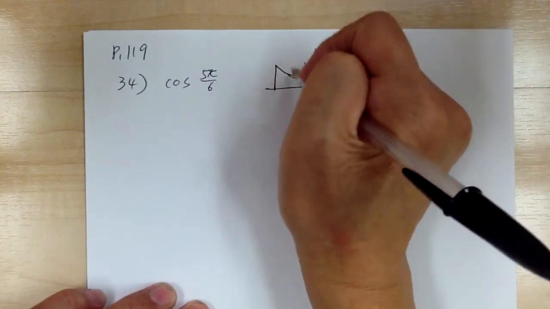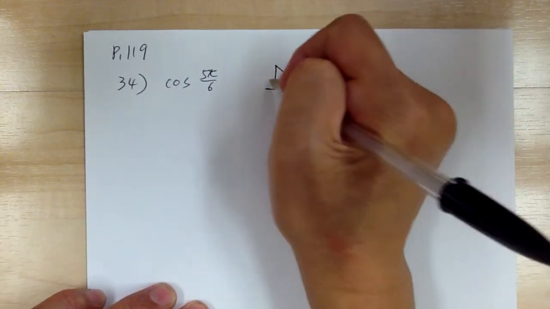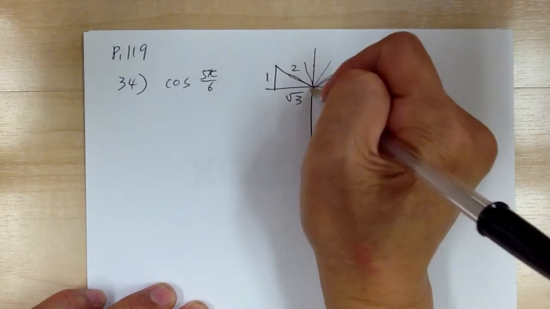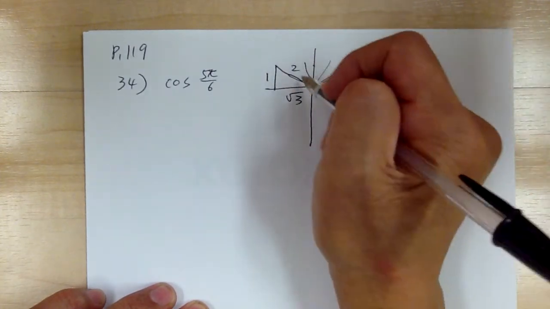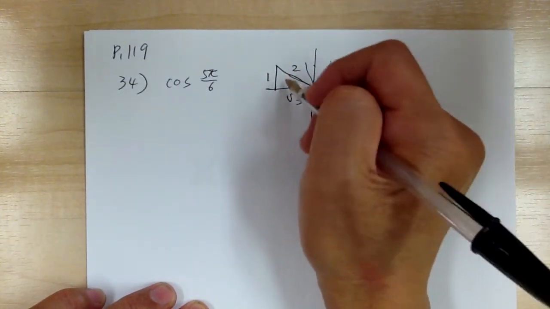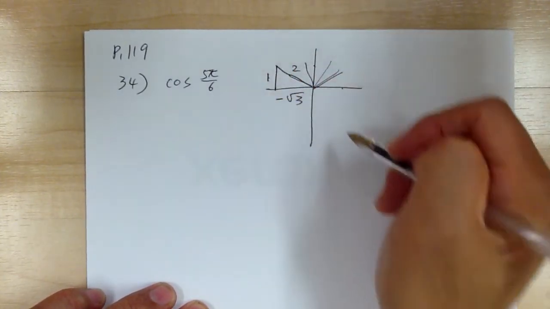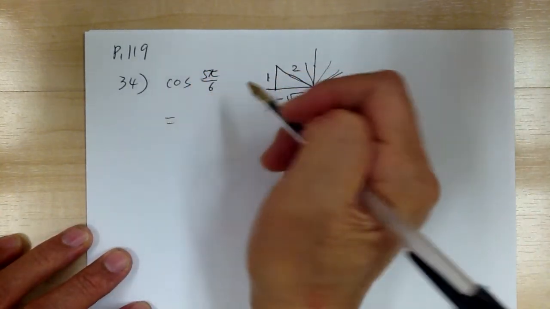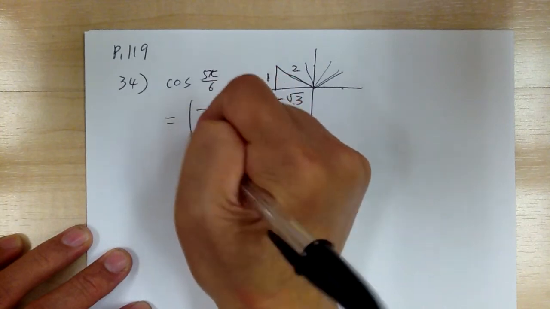Okay. And so this is a 30-60 special triangle. So it would be 1, 2, square root of 3. Again, draw your triangle, locate your angle, label all 3 sides, then get the signs correct. So this is positive, this is negative. So cosine is the horizontal over hypotenuse. So it would be negative square root of 3 over 2.